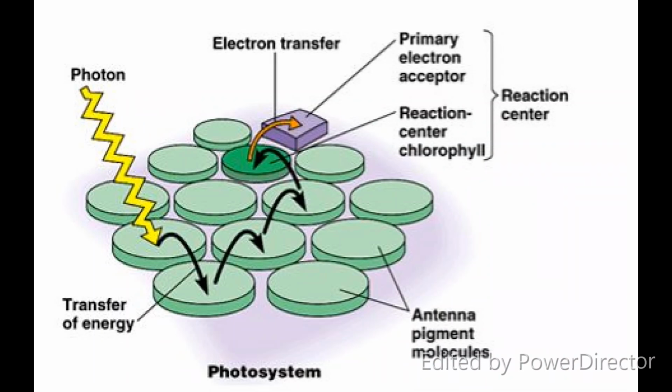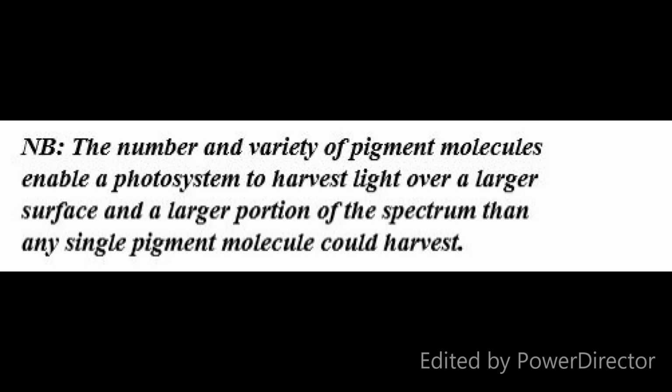Now this structure illustrates how the photon is absorbed. Once the photon falls on the plants, light energy is absorbed by the pigments, then the electrons move to the primary acceptor molecule, passing through the reaction center chlorophyll. The number and variety of pigment molecules enable a photosystem to harvest light over a larger surface and a larger portion of the spectrum than any single pigment molecule could harvest.